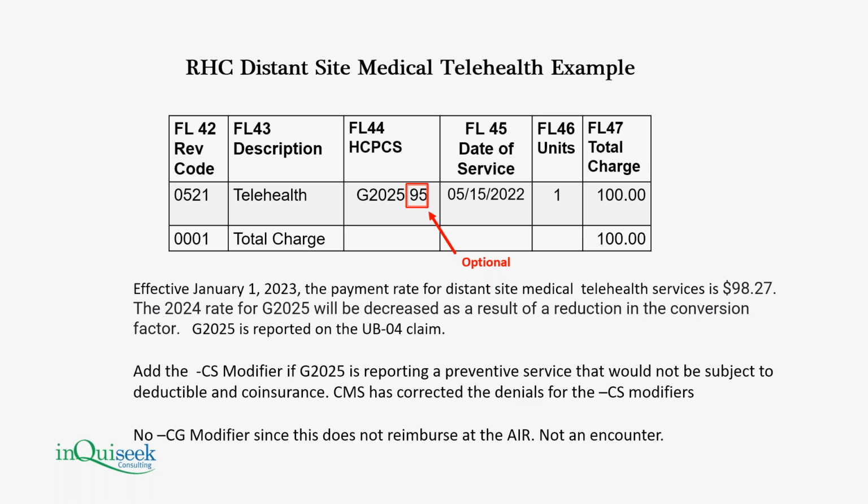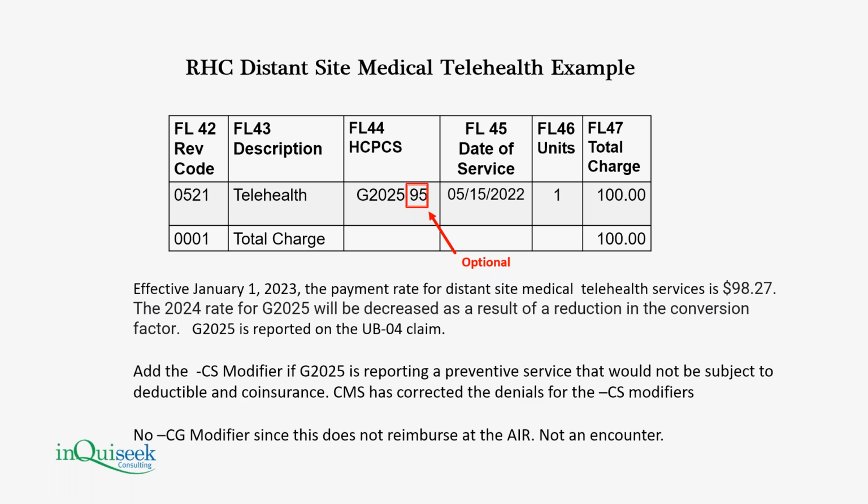So our payment right now for G2025 is distant site. So that's our provider providing that telehealth service to a rural health clinic patient. We had a little problem about a month ago. They took the CS modifier out of use as far as how it was related to COVID, and they didn't realize that we still needed the CS modifier to waive deductible and coinsurance on a preventive service. And so we've got that fixed, I think.